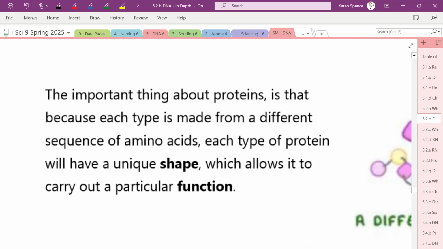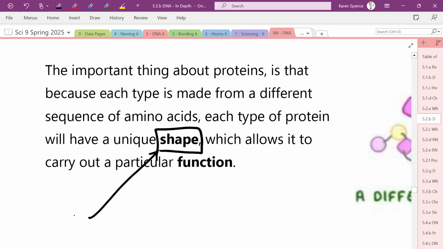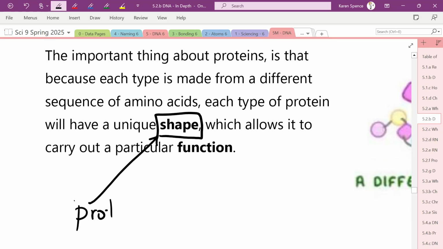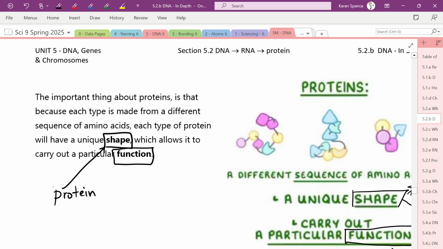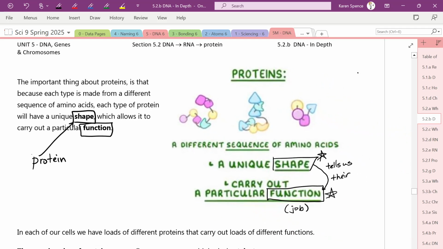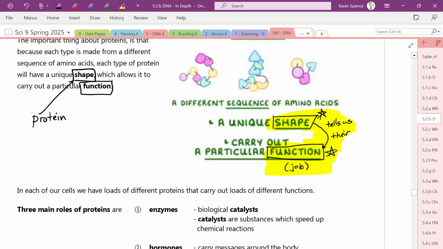Now, what is important about the shape of a protein? That determines its function. So, if you have a different shape, it has a different function. So the shape tells us their function or their jobs. And now we're going to learn about 3 main roles of proteins. This will be new. Okay, this part is new. One of the main roles is enzymes.